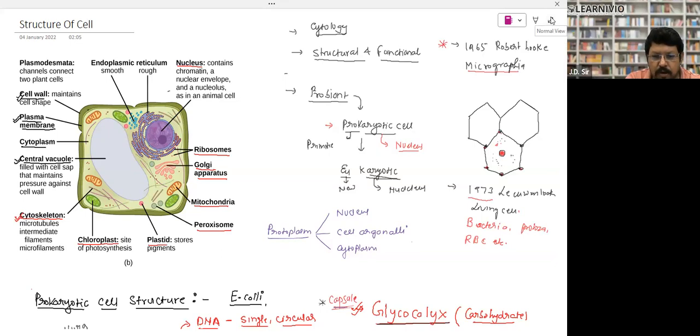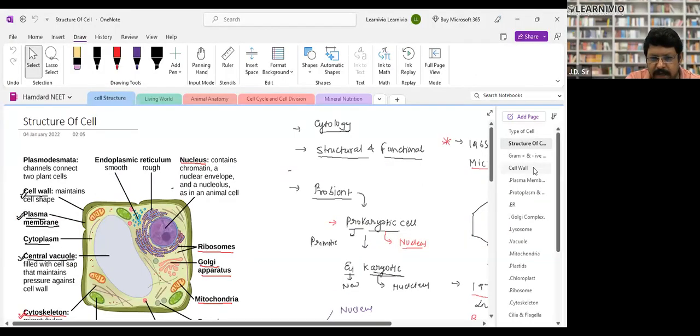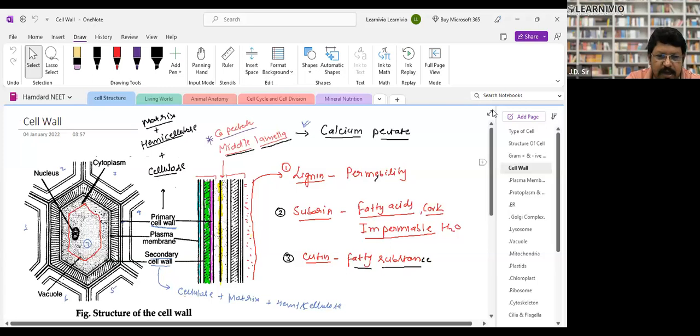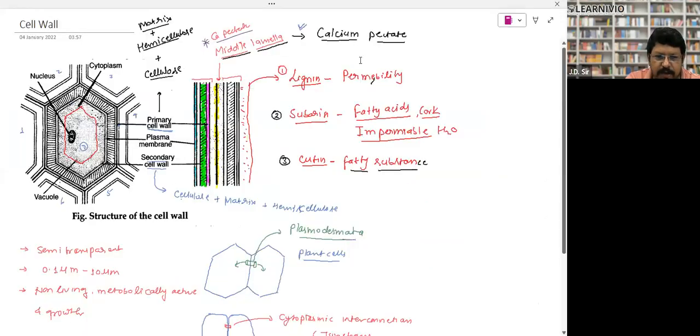So in your notebook, you have to draw the diagram of the eukaryotic cell. And let's start one by one with the organelles or parts of the eukaryotic cell, right? So you have to put the heading: parts of eukaryotic cell. This is the first part of the eukaryotic cell. The first part is the cell wall, right?